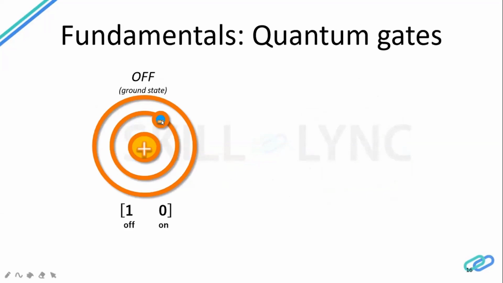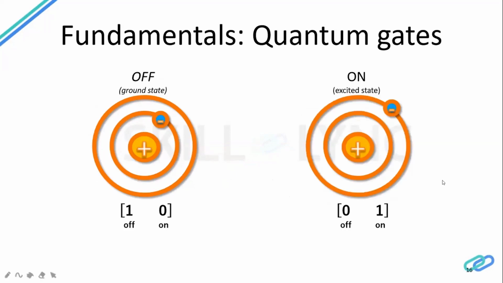The same way, when an electron is in the first orbit, I can assume that my quantum bit is in the 0 state. When the electron is in the second or excited orbit, then I should assume that my electron is storing the information 1. So I'm using an atom. This is a simple hydrogen atom. I'm using a hydrogen atom to store the information. So 0 can be represented by having the electron on the ground state, and 1 can be represented by having the electron on the excited state.